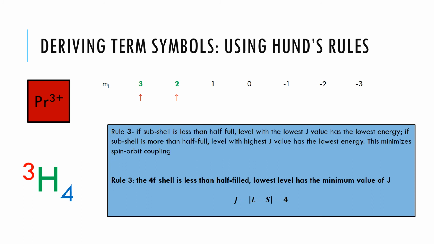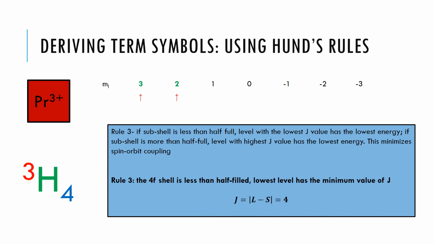The final rule then is that if that subshell is less than half full, the level with the lowest J value has the lowest energy. And if the subshell is more than half full, the level with the highest J value has the lowest energy. And here, in the case of praseodymium 3+, the 4f shell is less than half filled, so the lowest level has the minimum value of J. So I subtract S from L to give a value of 4. And there's my term symbol on the left there.